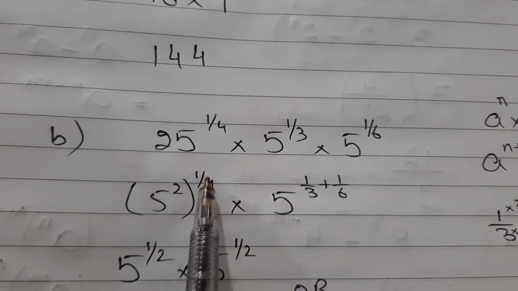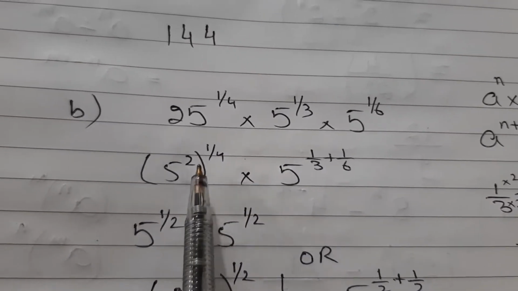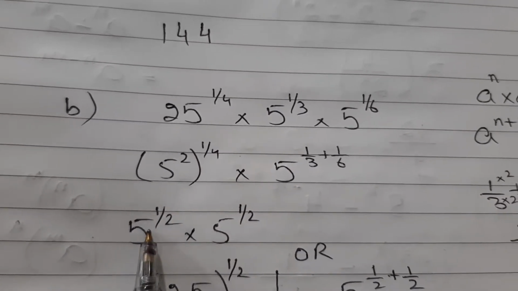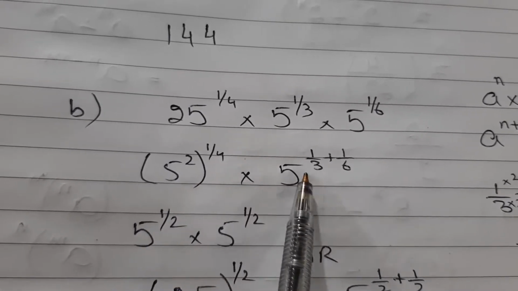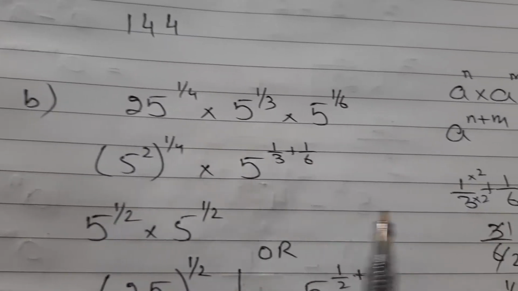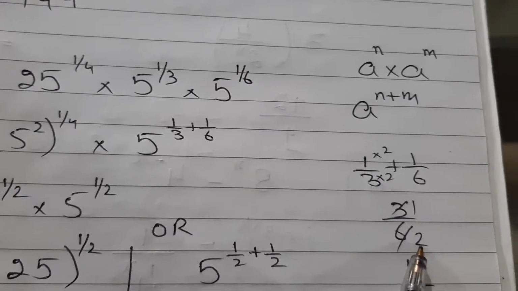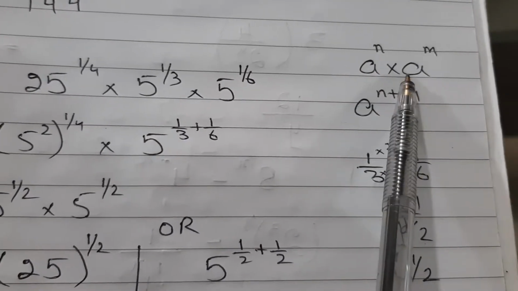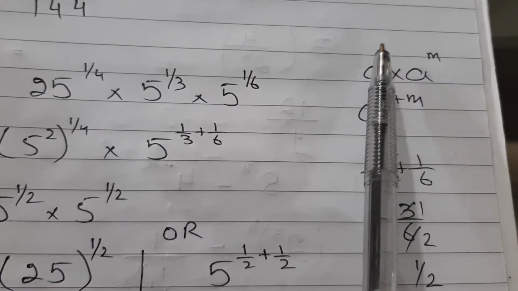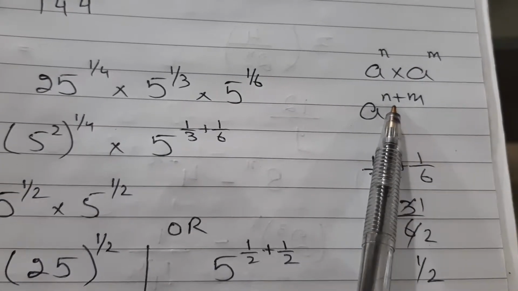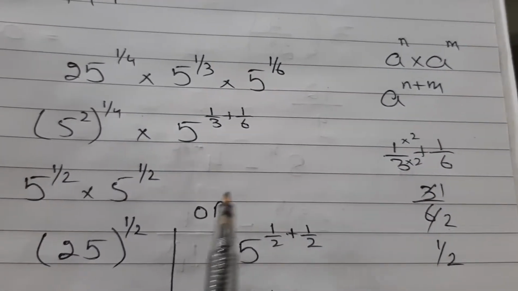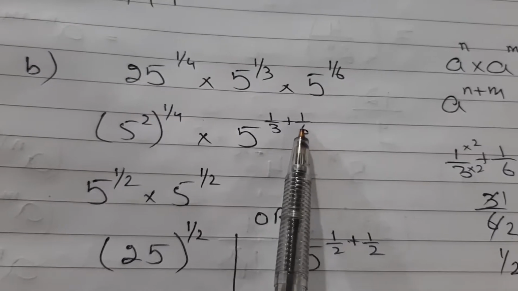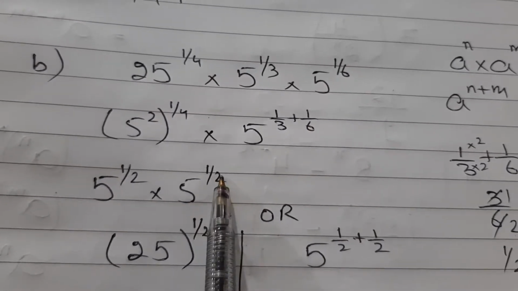Then these two powers will multiply. So 2 multiplied by quarter will be half. And 1 over 3 plus 1 over 6 is half. I have shown the working here. I am applying this rule: when the bases are same and powers are different, we add the powers. So I have added the powers here, so it is 5 power half.